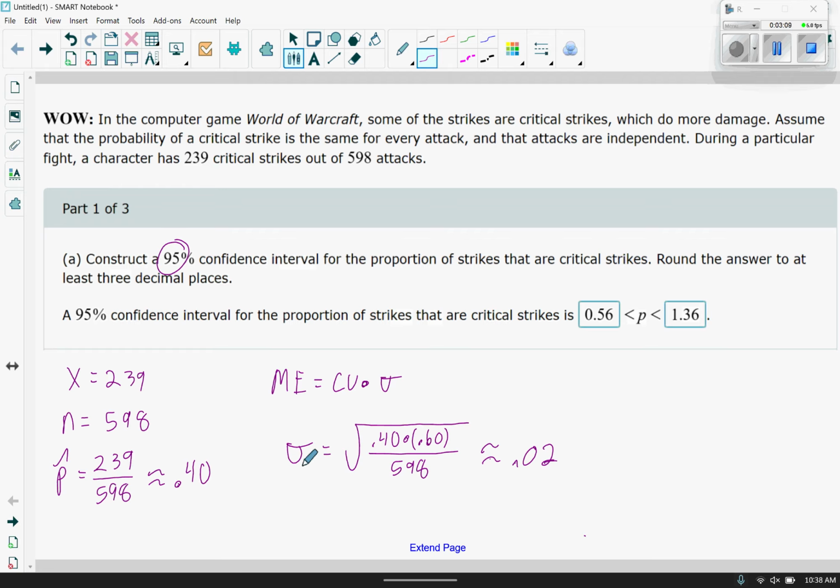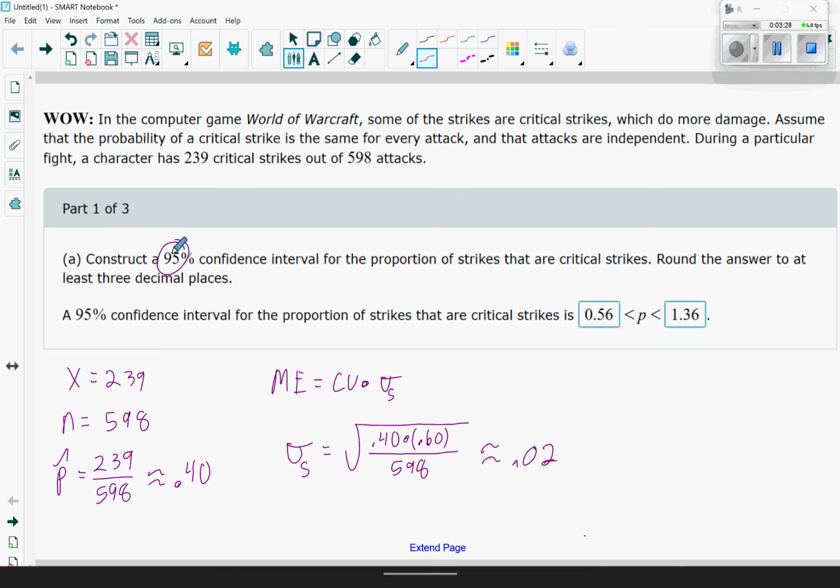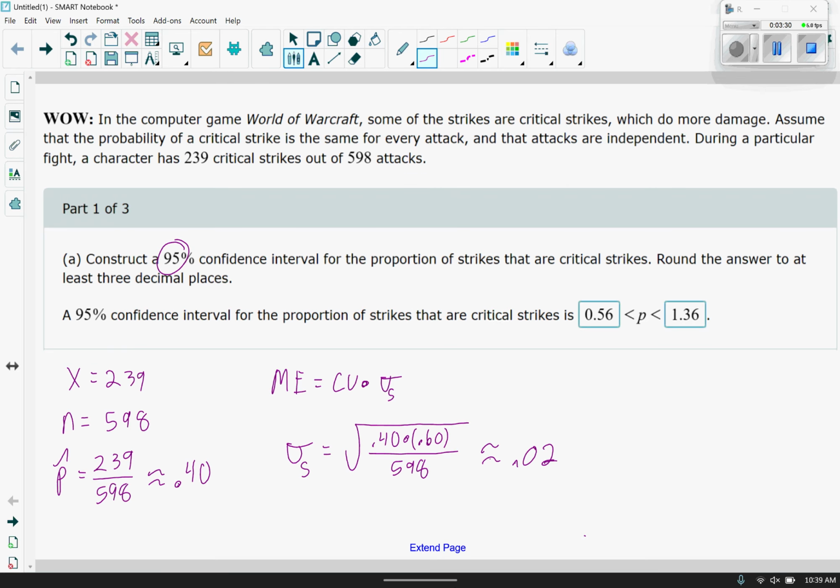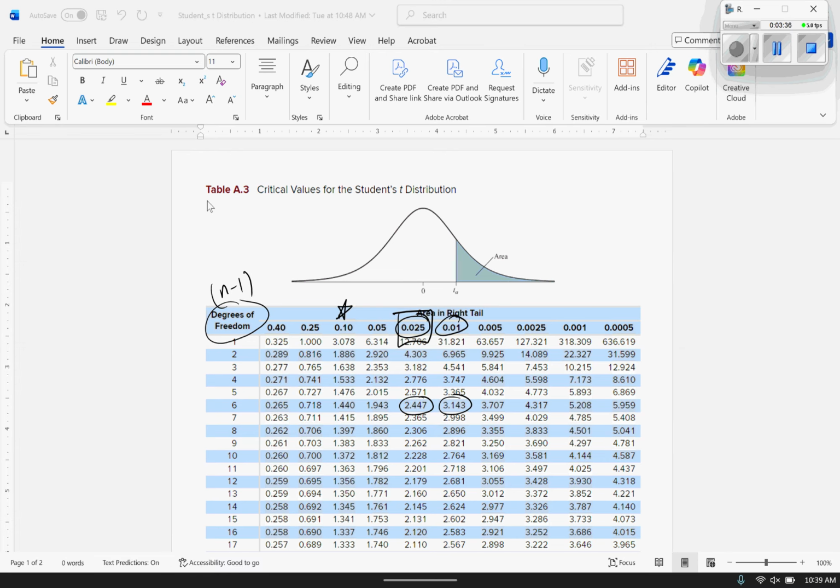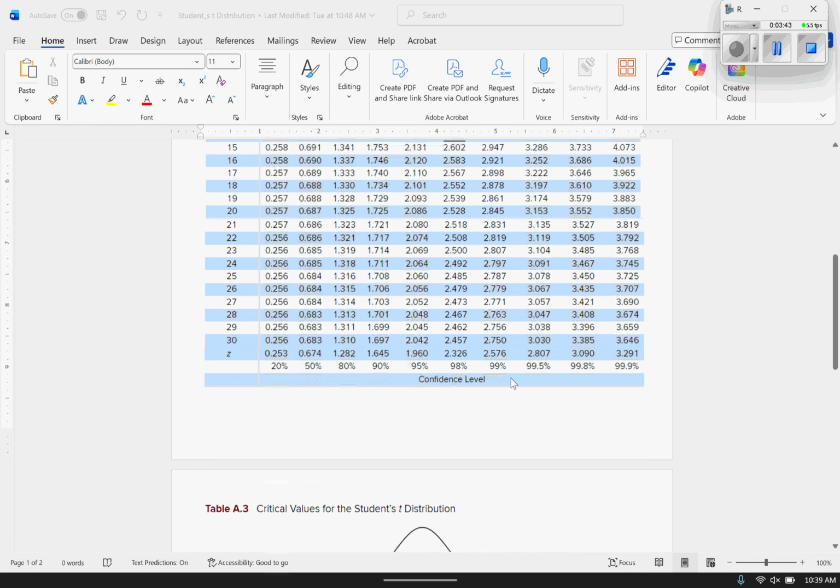I'm going to put a little s there just to indicate that it's from the sample, not the population. Then the critical value is going to be the 95% right there. There are a couple of different tables we could use to look that up. The easiest one, even though this isn't a t-distribution, is that the confidence levels are listed on the t-distribution table. I'll grab that real quick. Here's my t-distribution table. It's been written on, but if we go down to the bottom, you can see confidence level right there.